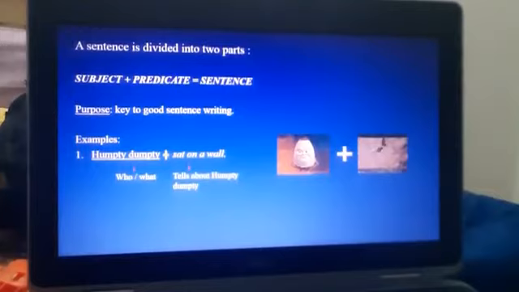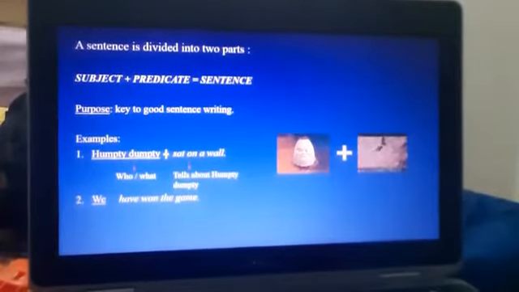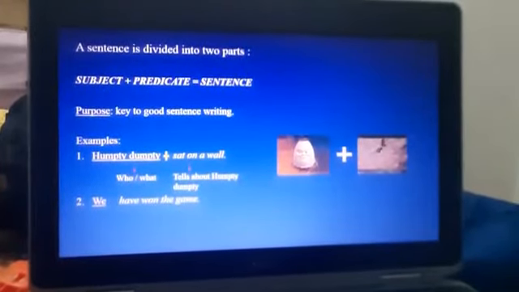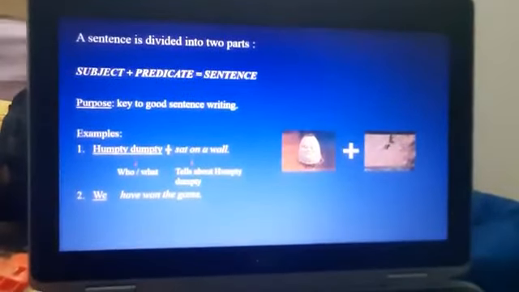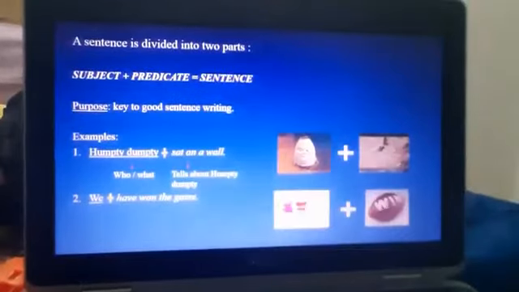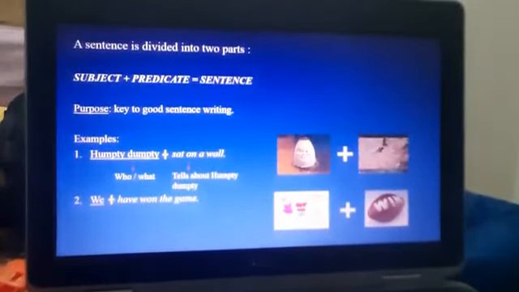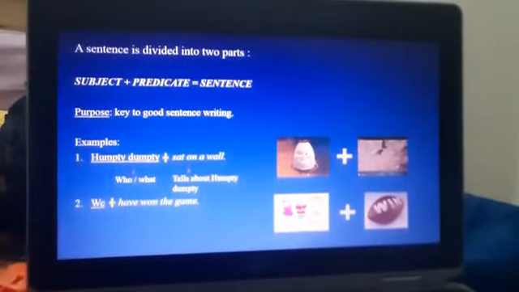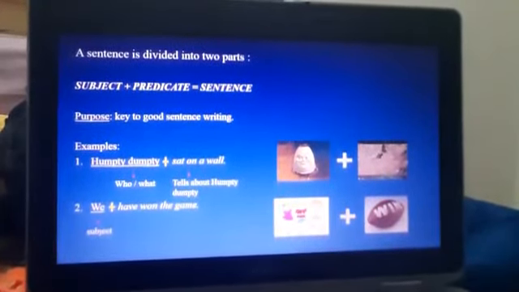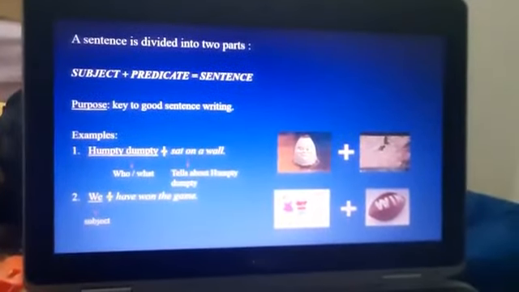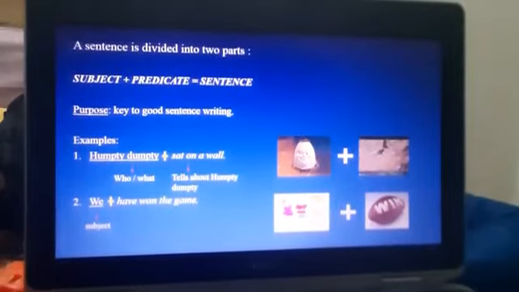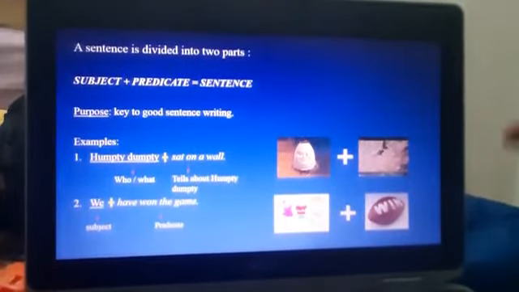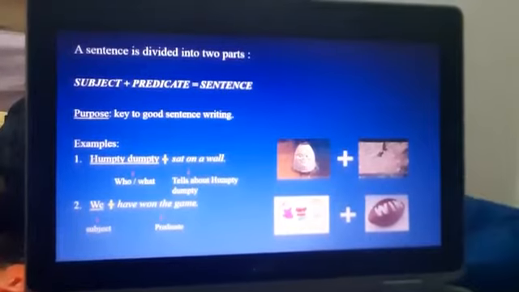So let us take another example. We have won the game. So the complete sentence becomes, we have won the game. Now what is the subject in this, children? Who won the game? We won the game. So "we" becomes the subject. And what is being told about we? Have won the game. So "have won the game" becomes the predicate.